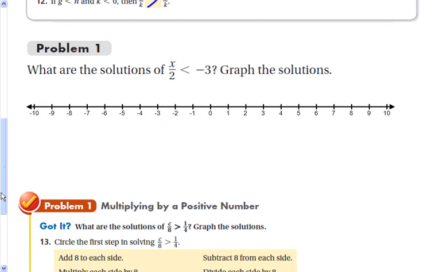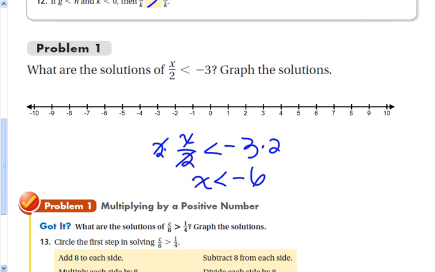All right, we'll put that to work here. So we have this inequality, x divided by 2 is less than -3. To find the solutions, we're going to multiply both sides by 2. And when you multiply both sides by a positive number, it does not change the sign. We simplify that, and we get x is less than -6. Then to graph that, we do not want to include -6, so we're going to do an open circle at -6. And we want all numbers that are less than that, so we're going to shade to the left of that. All right, go ahead and try problem 1.